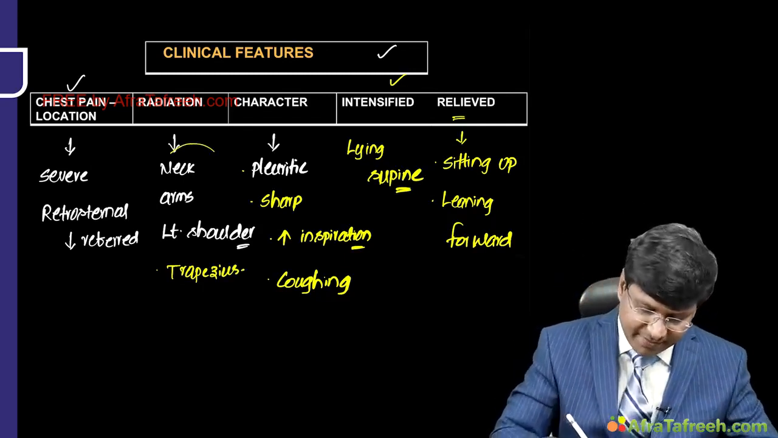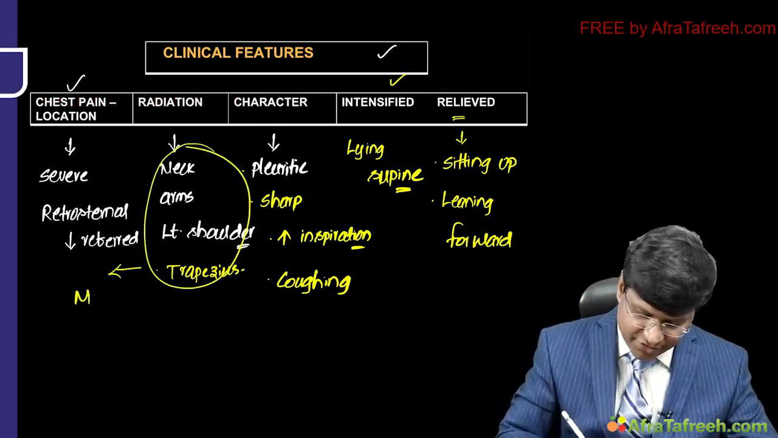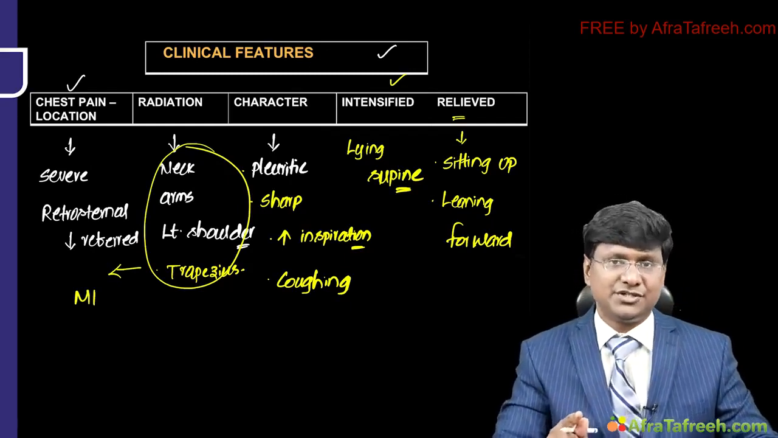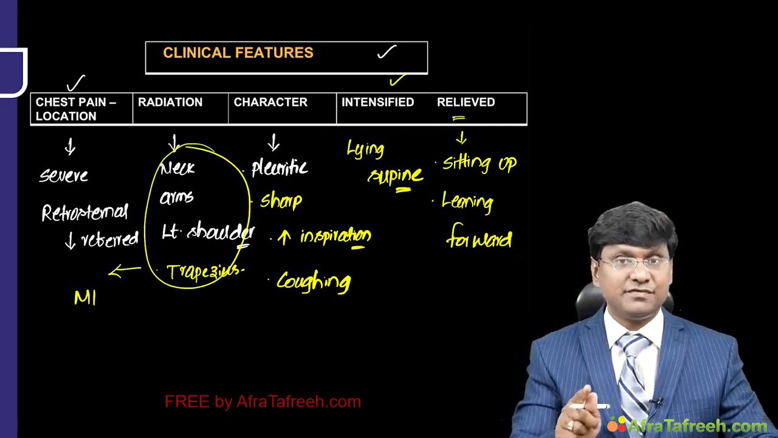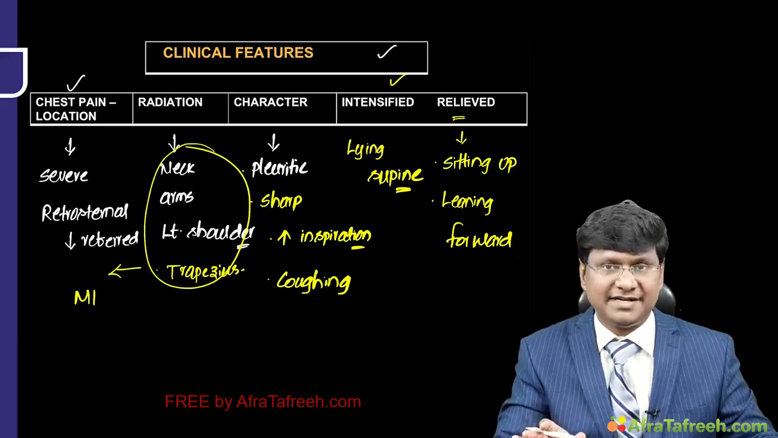So now, because the pain is radiating to these particular structures, what will be the close differential diagnosis for the pain of pericarditis? That will be myocardial infarction. So acute myocardial infarction is one of the very important close differential diagnoses for the character of this pericarditis pain.